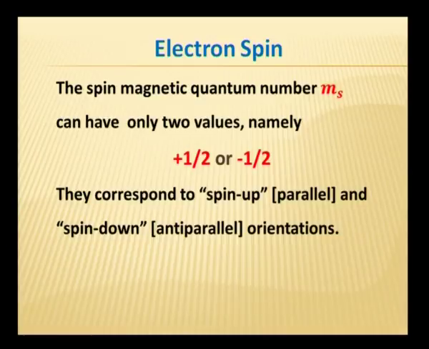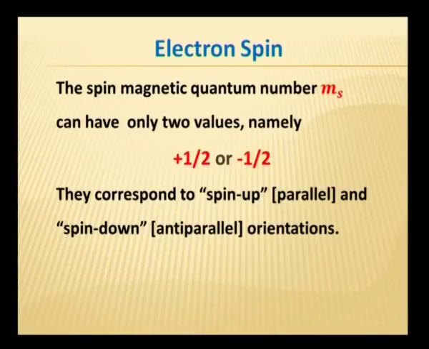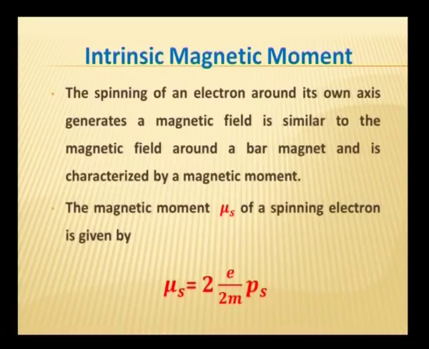That means, when you apply a magnetic field, it is called the magnetic spin quantum number. When you apply a magnetic field, the electron will orient either along the applied magnetic field direction, or opposite to the applied magnetic field direction. If it is aligning itself along the field direction, then MS will be equal to plus half. If it is the other case, MS will be equal to minus half. So, it is a parallel orientation, spin up, anti-parallel, spin down.